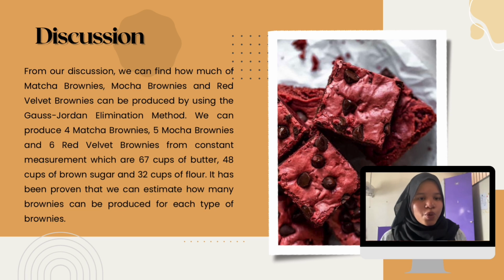From our discussion, we can find how many matcha brownies, mocha brownies, and red velvet brownies can be produced by using the Gauss-Jordan elimination method. We can produce 4 matcha brownies, 5 mocha brownies, and 6 red velvet brownies from the constant measurement, which are 67 cups of butter, 48 cups of brown sugar, and 32 cups of flour. It has been proven that we can estimate how many brownies can be produced for each type of brownies.